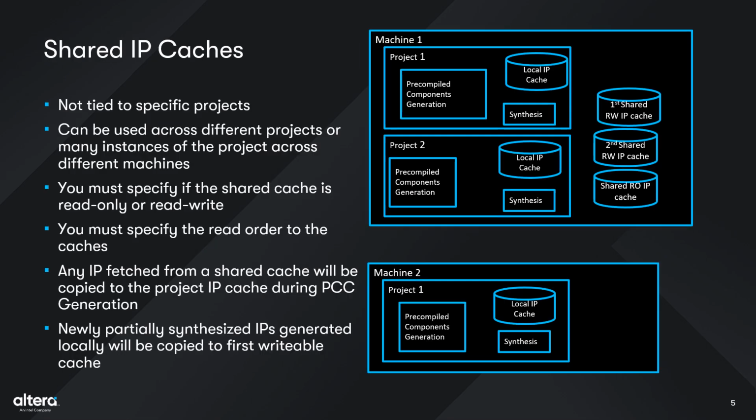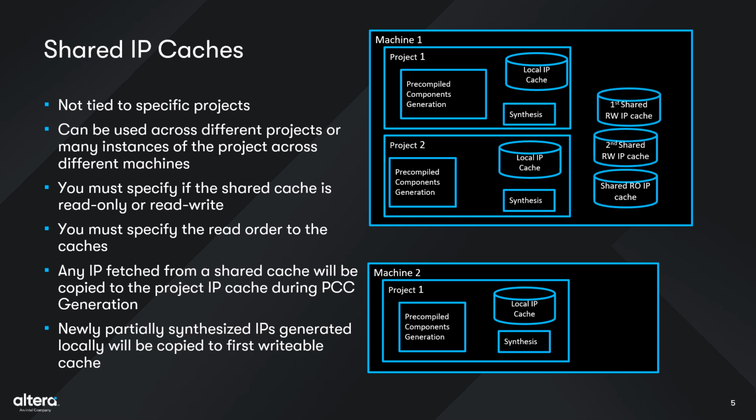With this update, Quartus Prime Pro enables sharing IP caches. This allows you to use the precompiled components along different projects or machines. Let's see how this works. Assume you want to share some IPs with your colleague. You start a project with the precompiled components and shared caches enabled, specifying a directory where the generation will put the shared precompiled components. You can have more than one shared cache and set them as writable or read-only.